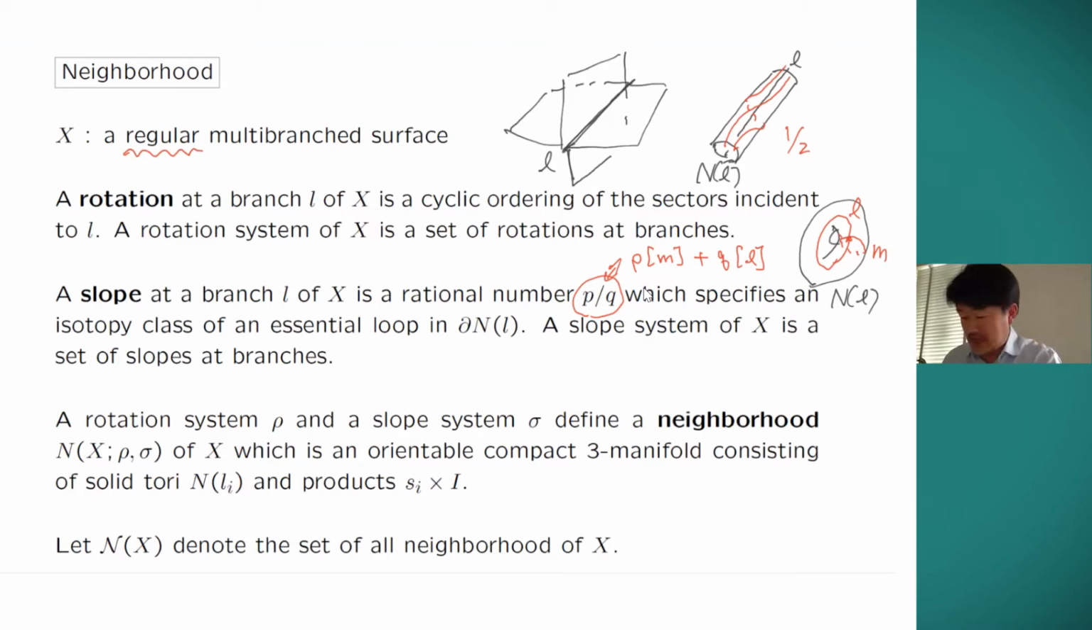So, to consider a neighborhood, we need a rotation system and a slope system. A rotation system rho and slope system sigma define a neighborhood N(rho, sigma). This is an oriented compact three-manifold consisting of solid tori N(L_i) and products S_i times I. This is a sector cross I. Let script N(X) denote the set of all neighborhoods of X.